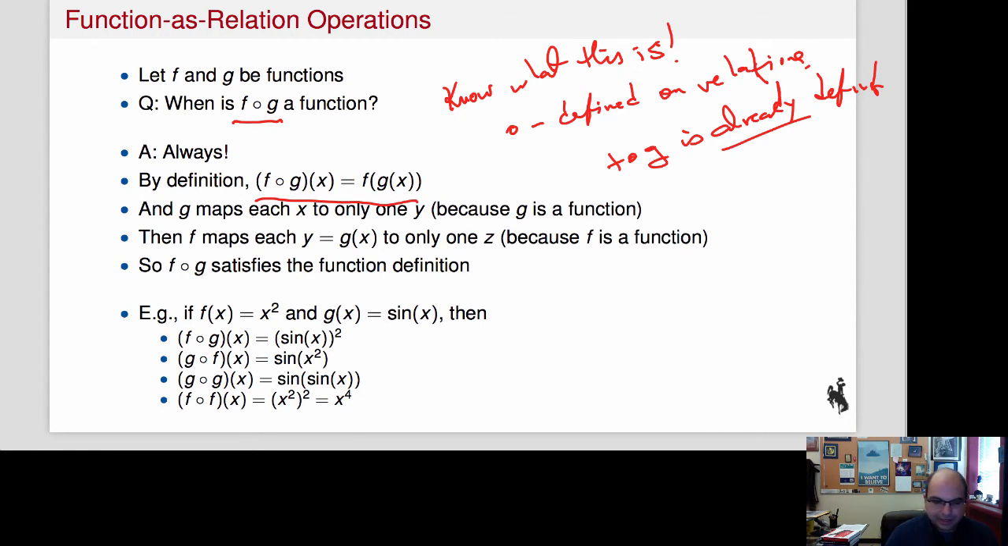If I do g of g, then I have sine of sine x, right? Because I apply g twice. If I have f of f, then I get x squared squared, which is just x to the fourth. So that's just the way that composition works.